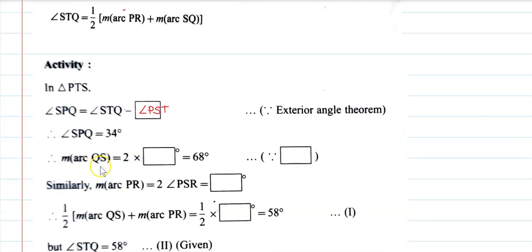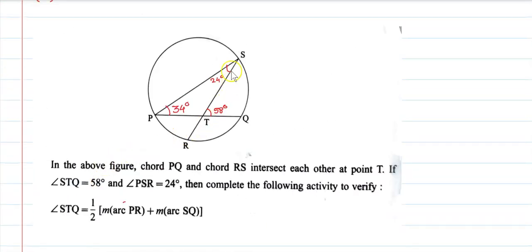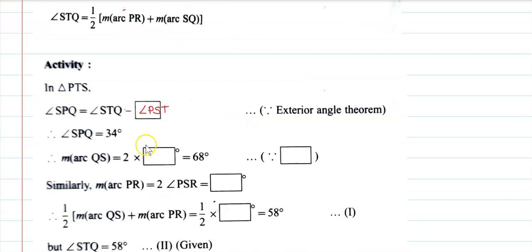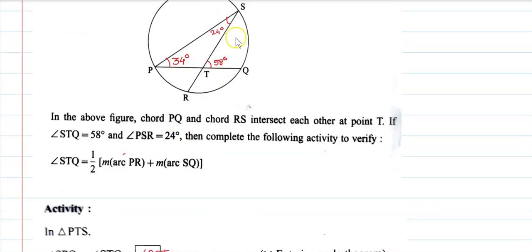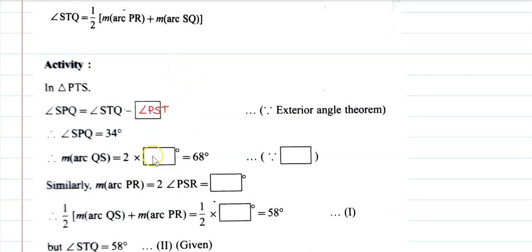Now the next. Therefore measure of arc QS is equal to 2 times measure of angle SPQ. But what is the measure of angle SPQ? It is 34, and therefore here we will write 34. What reason do we give for this? Inscribed angle theorem.